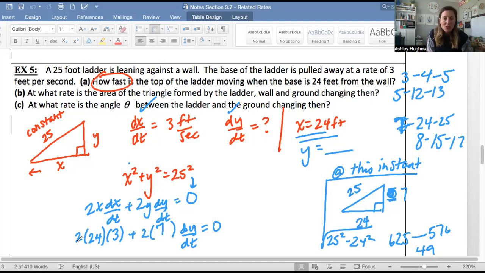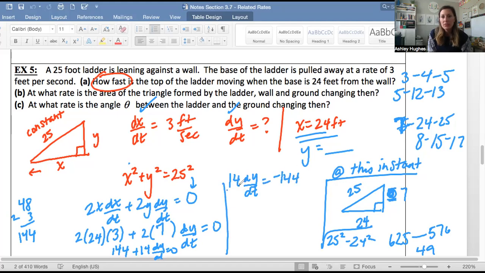So at this point, I can multiply. That's 48 times 3, so 144, plus 14 dy/dt equals 0. Subtract 144, so 14 dy/dt equals negative 144, and then you can divide by 14. So dy/dt is equal to negative 144 over 14, or you could divide by 2. What would that be? 72 over 7 feet per second.